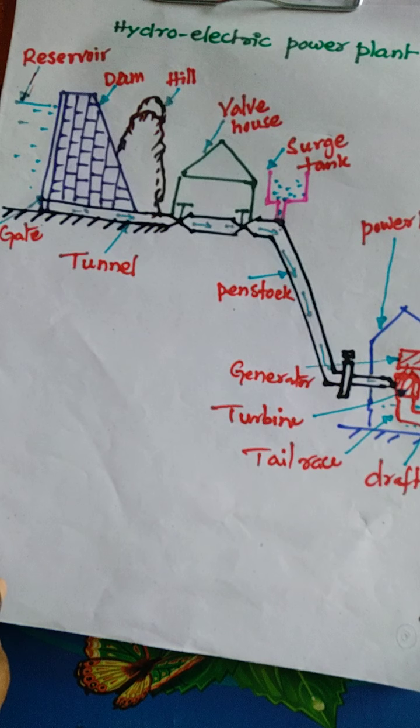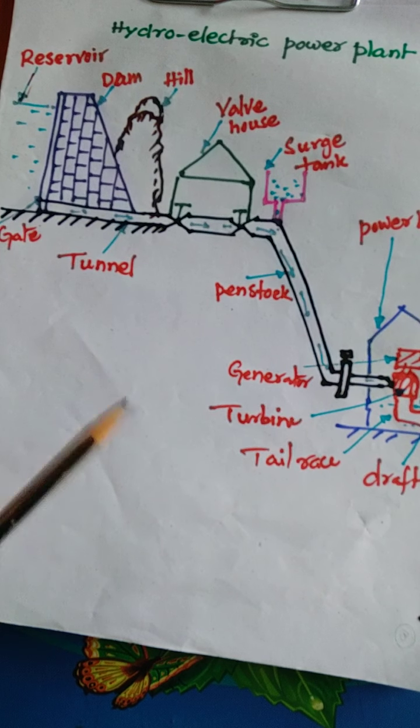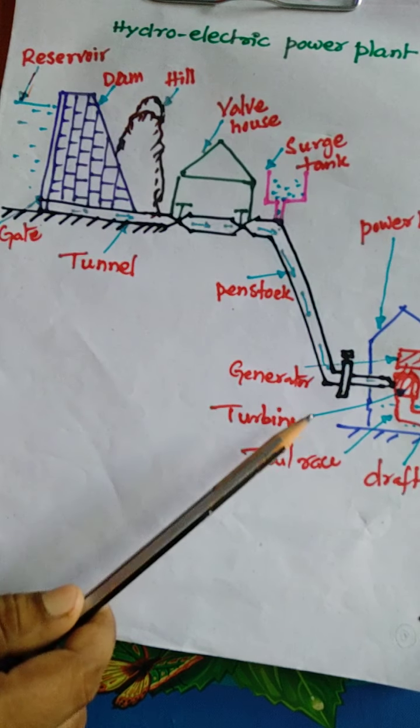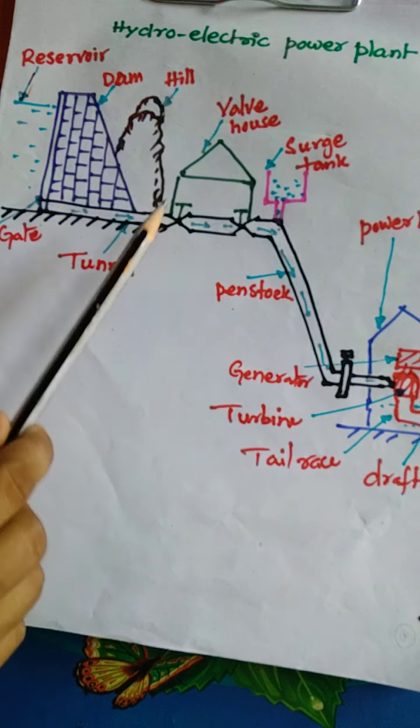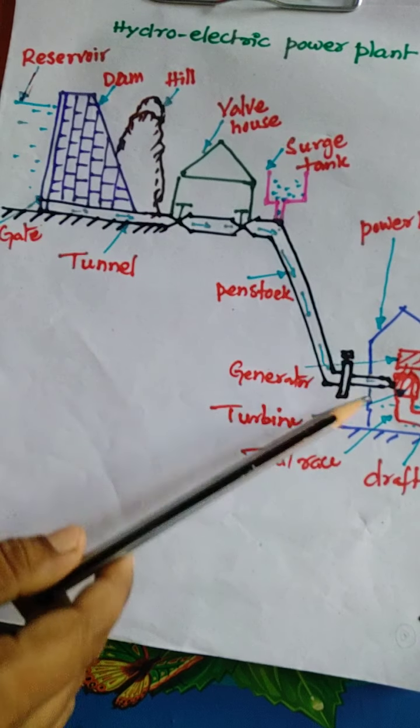This plant converts hydro energy into hydroelectricity. That means water energy is converted into electricity. That is why we call it hydroelectric. And this is the schematic diagram of this hydroelectric power plant, and these are the main components of the plant.